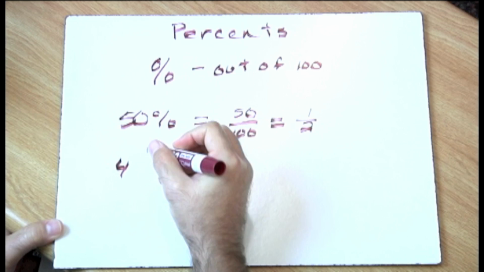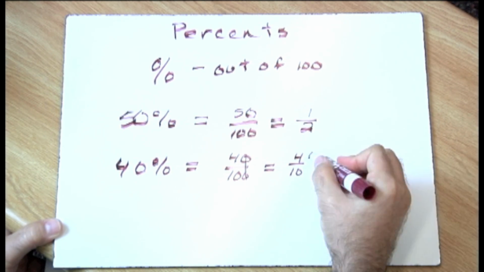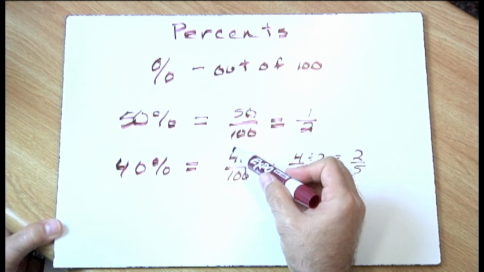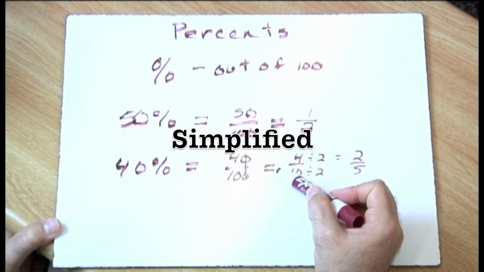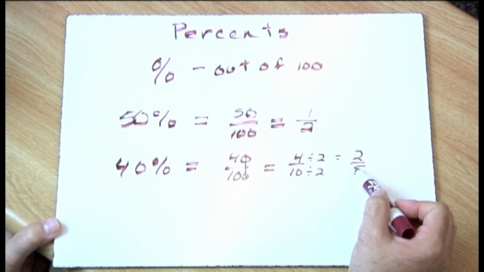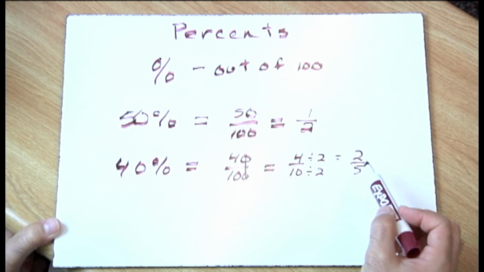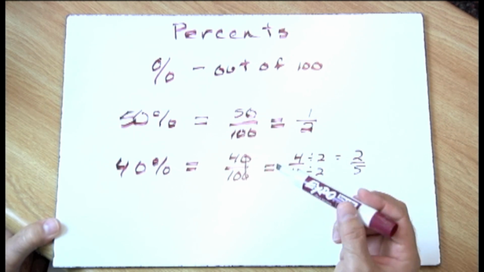Let's take a look at another example. 40%. Well, 40% is 40 hundredths. 40 hundredths can be simplified. Well, anytime you have a 0 over 0, we can cross cancel them, and we're left with 4/10, which simplifies to 2/5. 2/5 is the same as 40%.